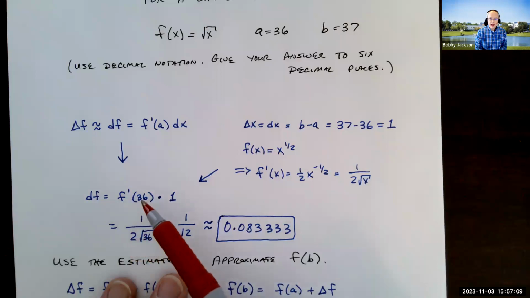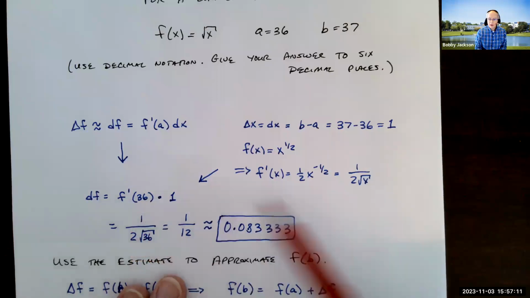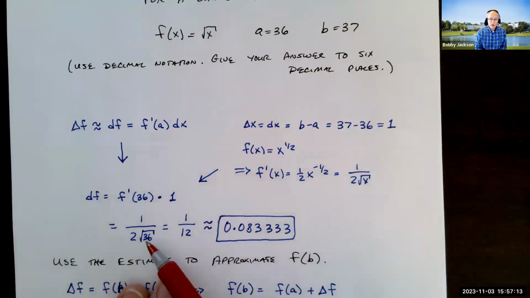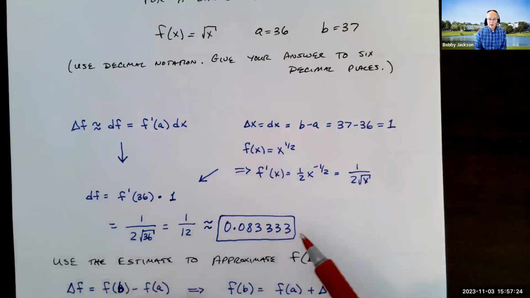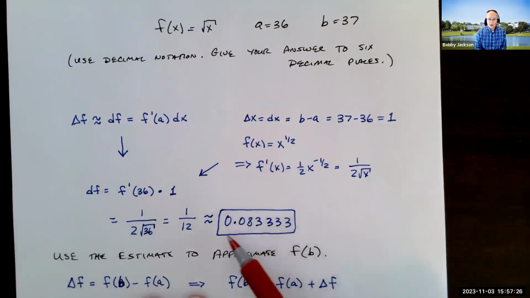So now I can plug in to find my linear approximation. The derivative at a, where a was 36, is just plug in a here. I get 1 over 2 root 36 times 1. The square root of 36 is 6, so I get 2 times 6, I get 1/12. And using the calculator, we get it rounded off to 6 decimal places. So here's our estimate for the change.